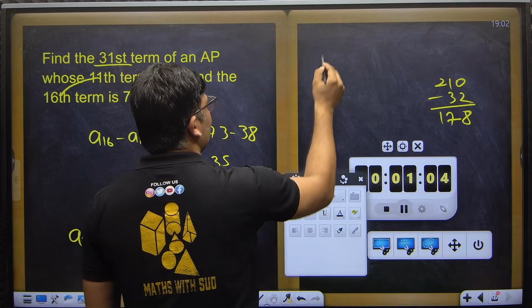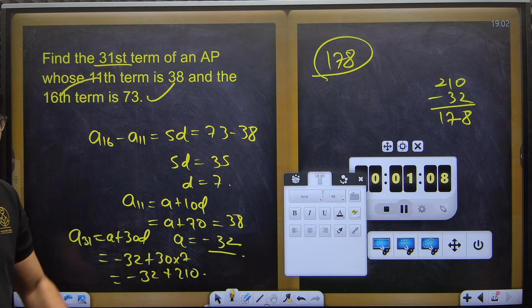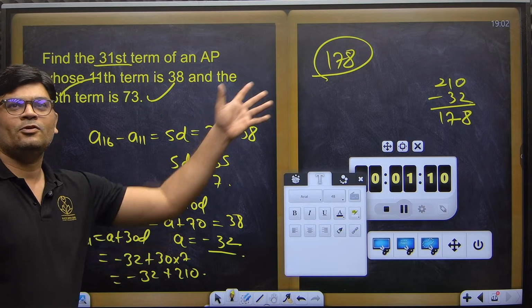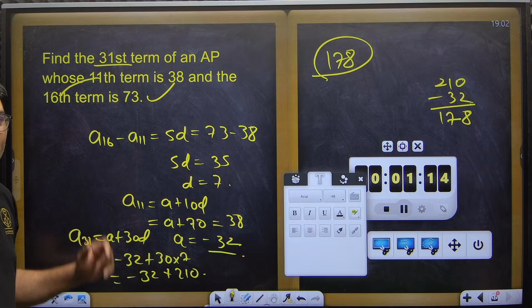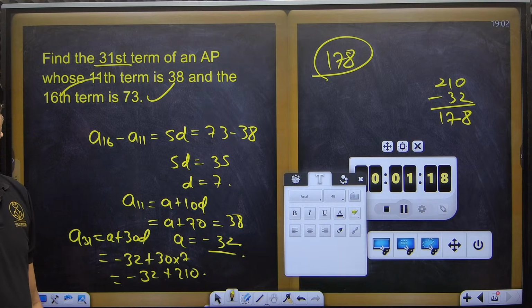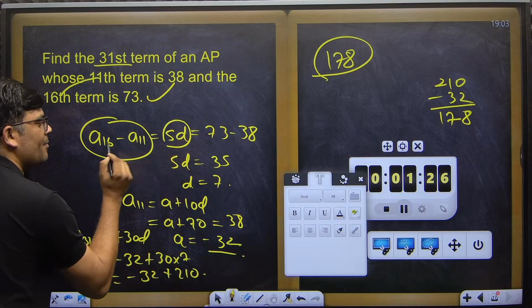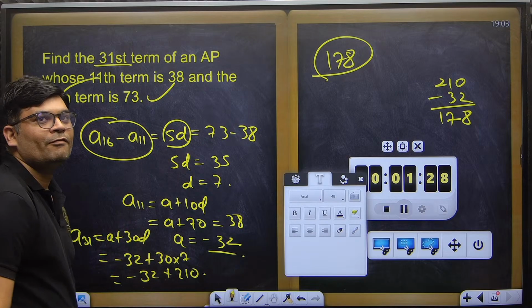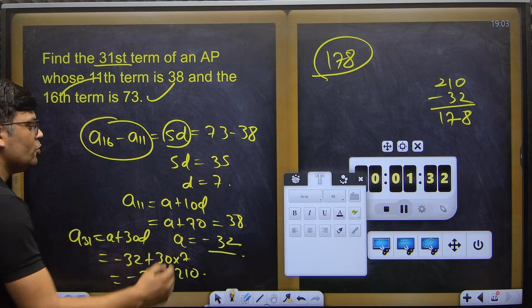It was a 1 minute question. Tell me who is not getting this? Who doesn't understand? In the exam you have to do like this only. Is it clear? Sir, can you explain from that? So we have to do it separately. What separately, beta? See this. A16 minus A11 is how much? What is the jump? 5D. So you got D, right.